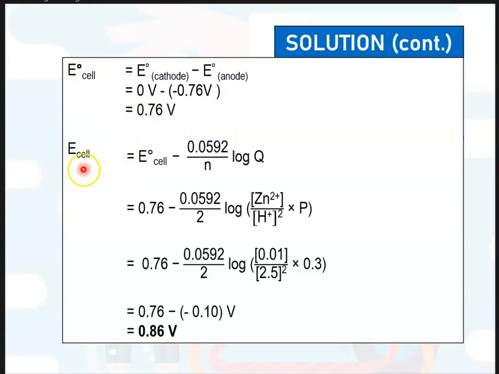So you will get 0.76 volt. Then you solve for the E cell. E naught cell minus this one. Log Q, the concentration. Remember, this is product over reactant. From the previous slide, you look at which one is the reactant, which one is the product. Then remember the pressure for the hydrogen gas. Then you solve for this one, you will get the E cell, which is equal to 0.86 volt.